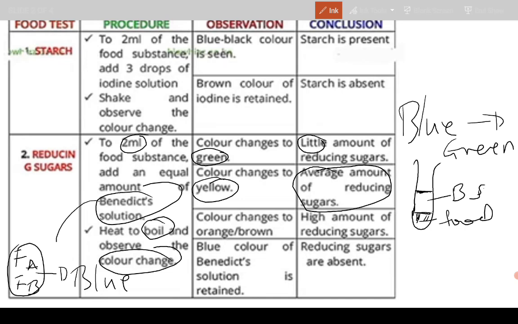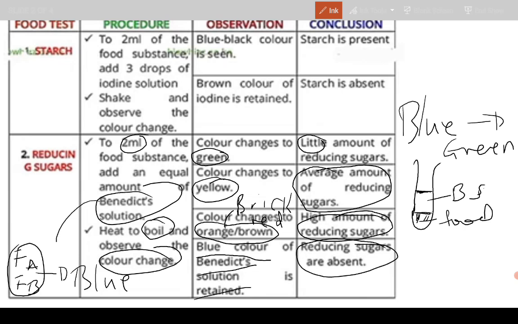If the color changes to orange or brown, it would mean that there is a high amount of reducing sugar. Sometimes this color goes to brick red, like the color of a brick. If you know a brick, its color is red. That indicates that there is a high amount of reducing sugar. But if the color of Benedict's solution stays the same, unchanged, it means that there is no reducing sugar at all.